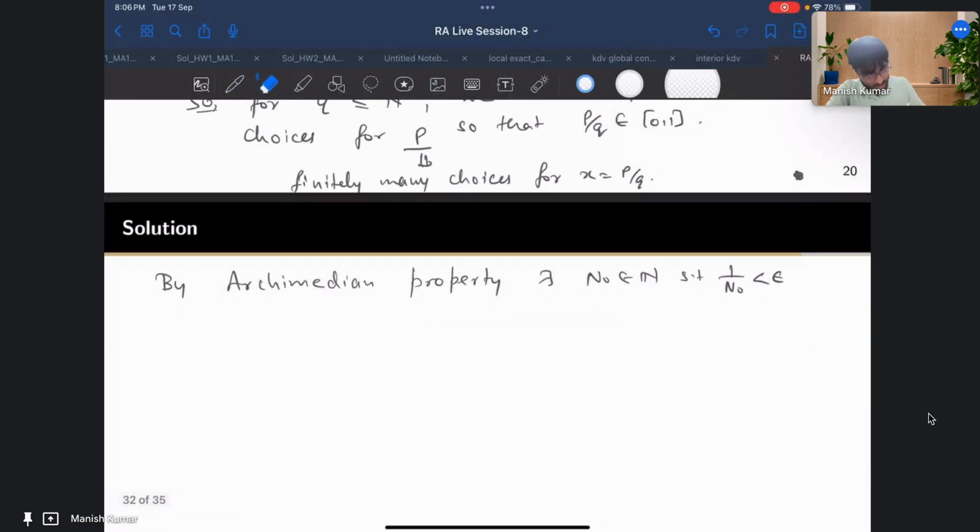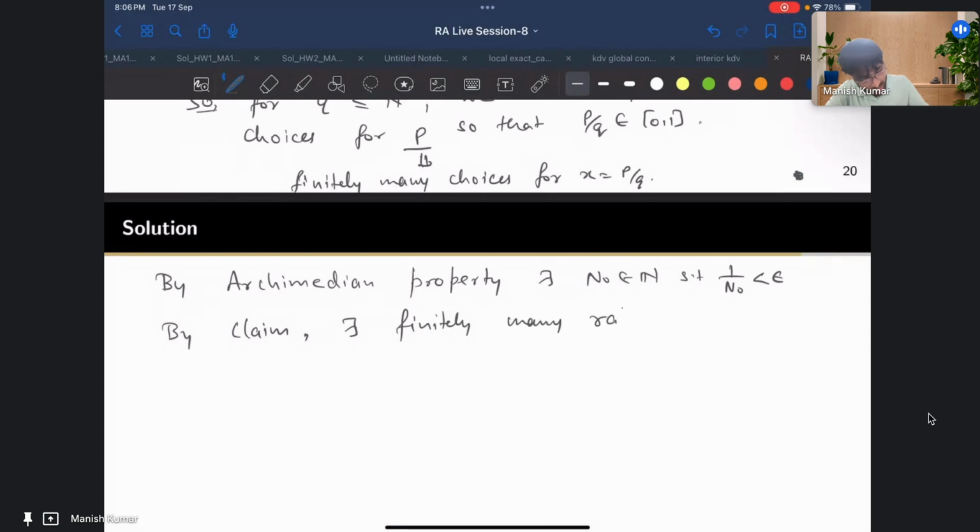Okay, now by the claim, there exist finitely many rationals in (0, 1), or there exist finitely many x = p/q in (0, 1) such that q is less than or equal to n naught, right?